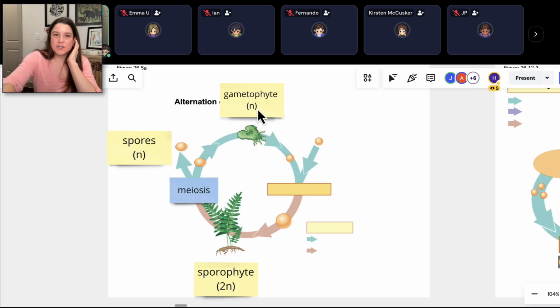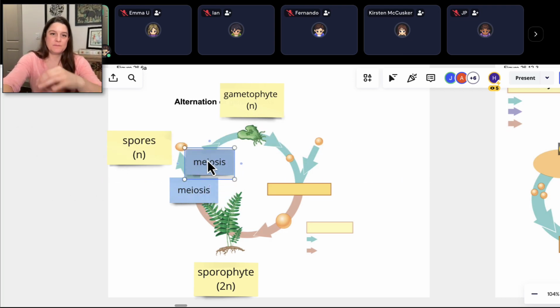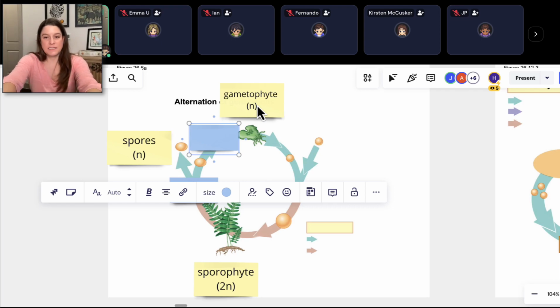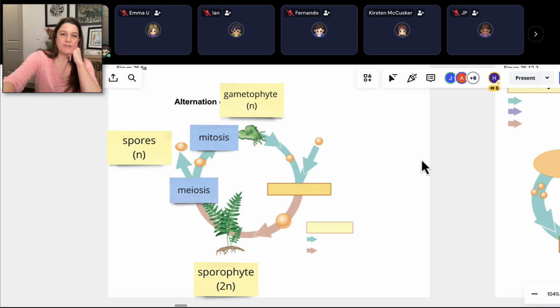The spores need to grow up into a gametophyte, because spores are single-celled, gametophytes are multicelled. Whether they're on their own or within the other plant, they're still multicellular entities. So N to N, the type of division to keep the ploidy the same, mitosis.